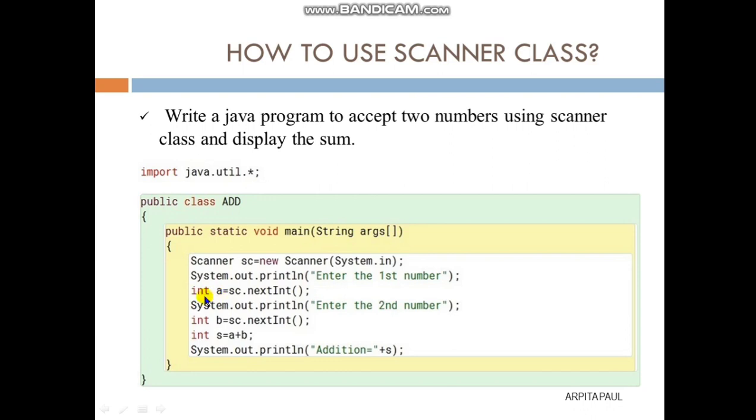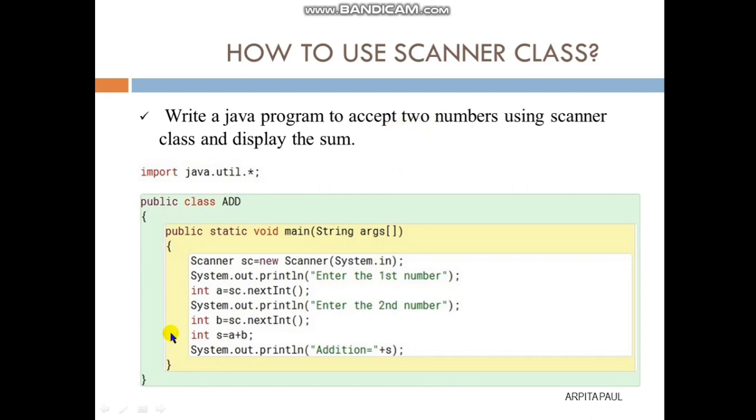Same way we are taking input for the second number. So we have given a statement System.out.println "Enter the second number". Then int b = sc.nextInt(); Okay, so same way we are taking another number and storing the value inside b. Okay, so we have completed taking input of two numbers.